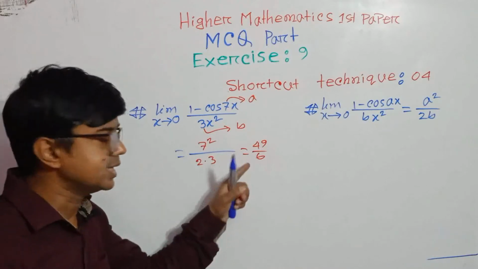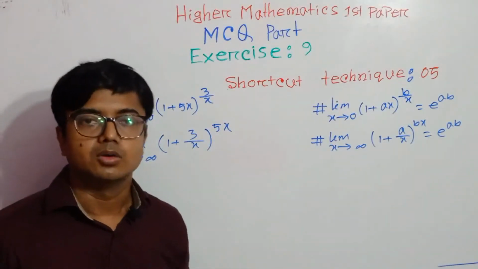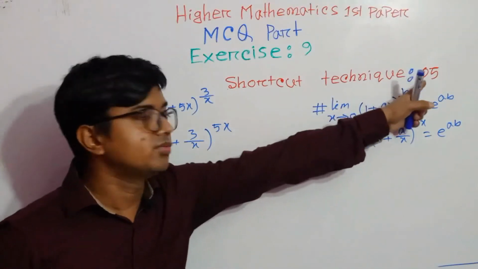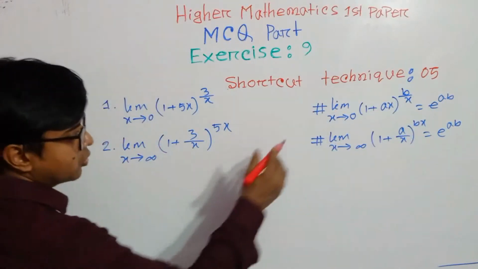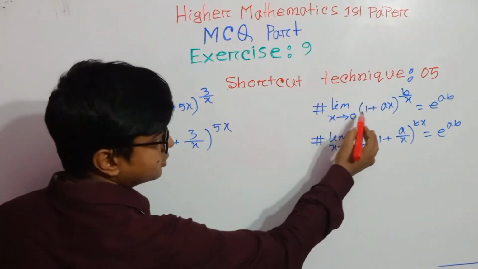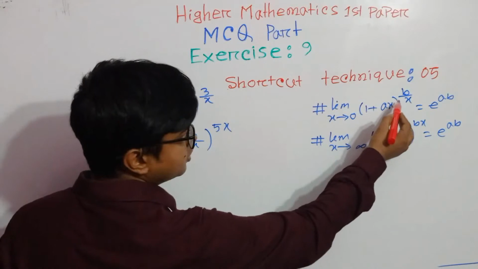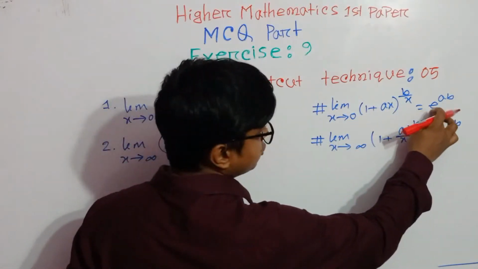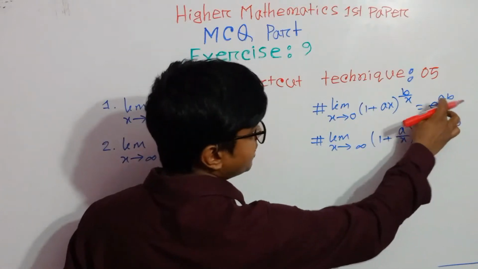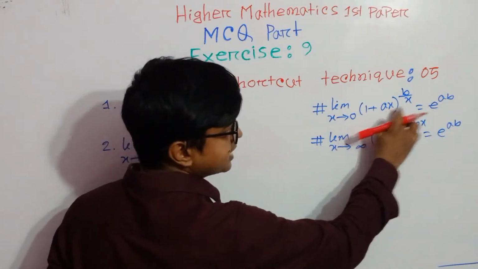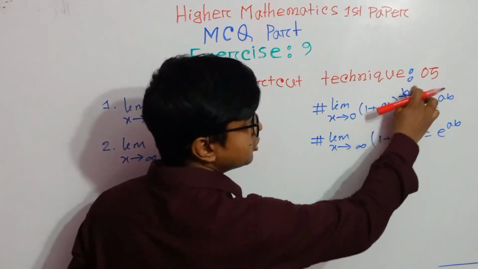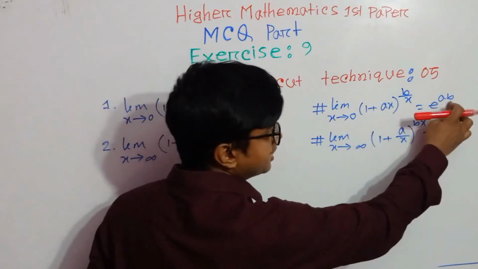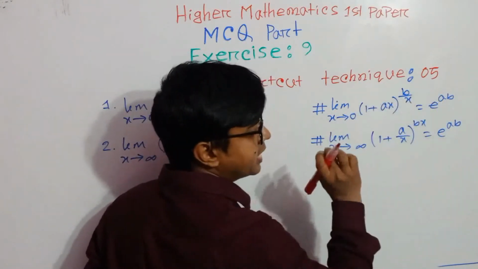49 by 6. Now shortcut technique number 5. Here when limit x tends to 0, (1 plus ax) to the power b by x, then our answer will be e to the power ab. Here a means the coefficient of x and b means the coefficient of 1 by x.